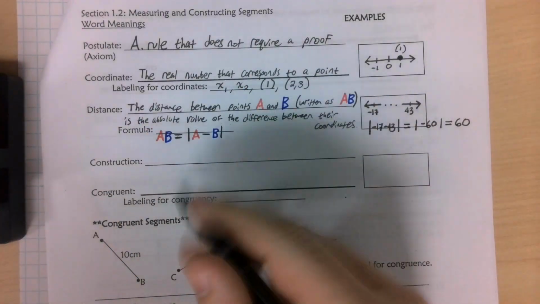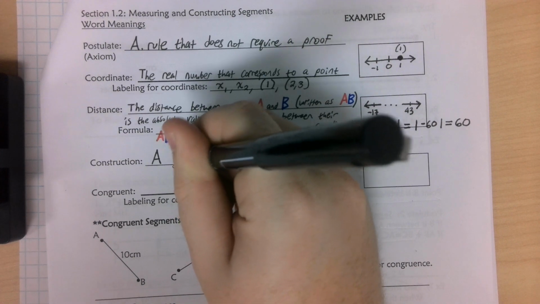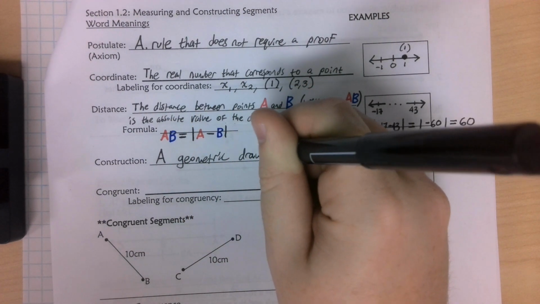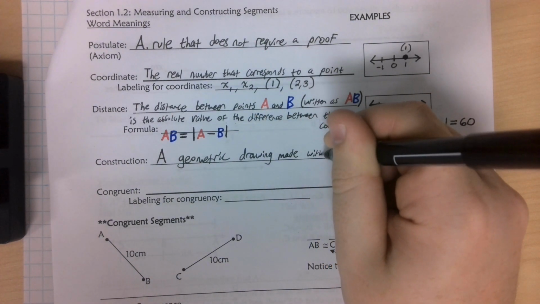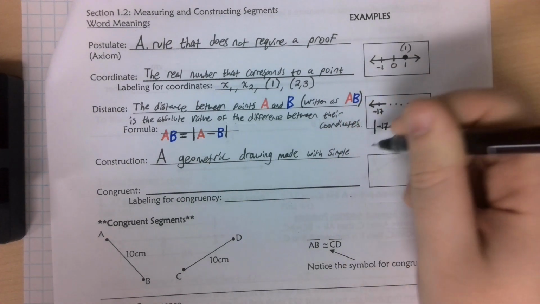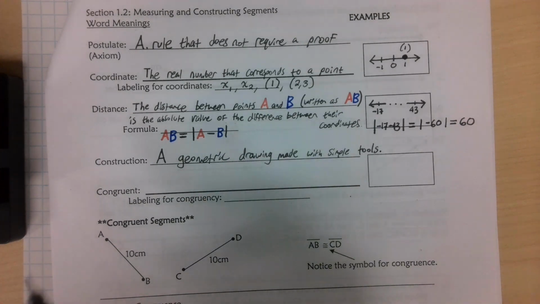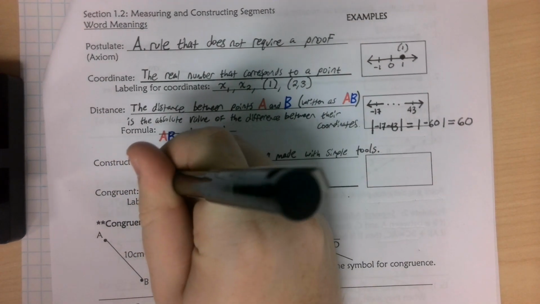Almost done with the definitions. These two are pretty simple. A construction is just a geometric drawing made with simple tools. We've been doing those for our warm-ups every day. And the word congruent has a formal definition here, but I want to let you know that the simplest way I can explain it is the same.